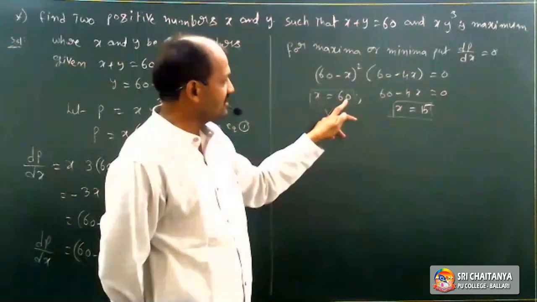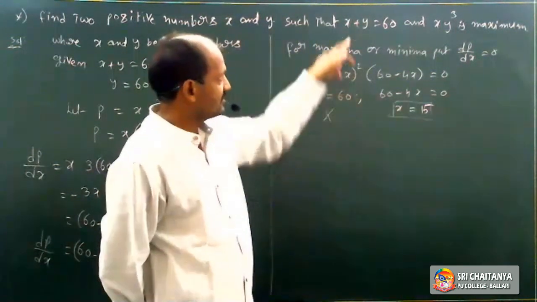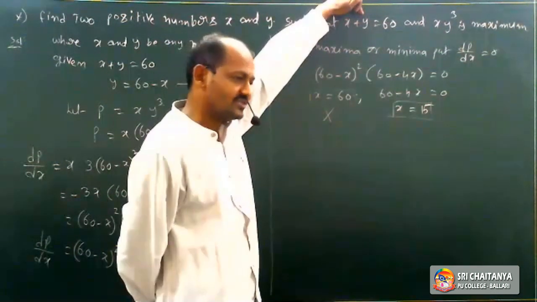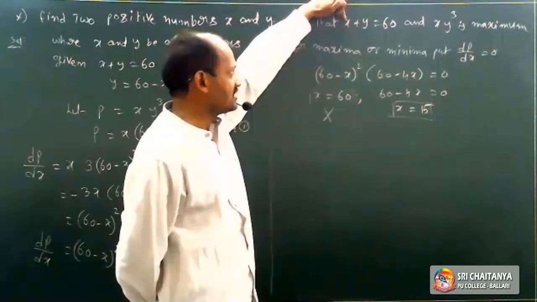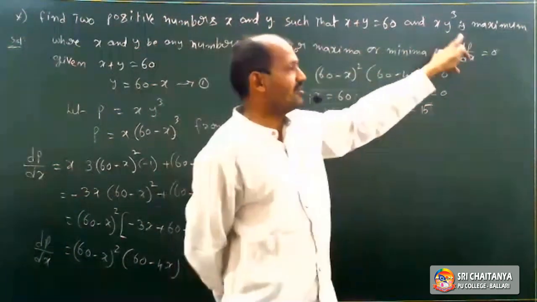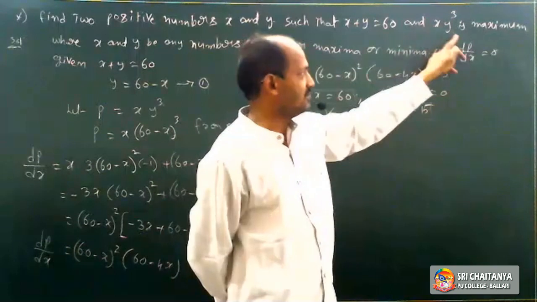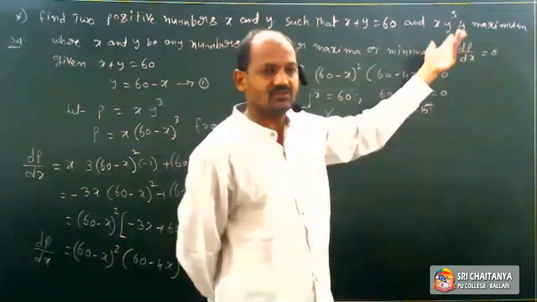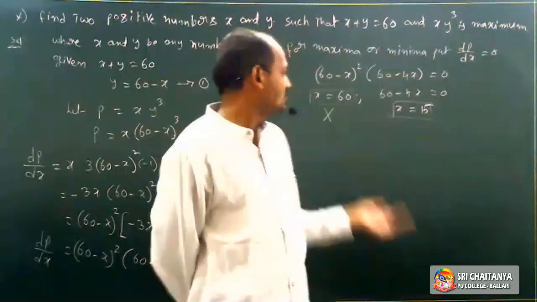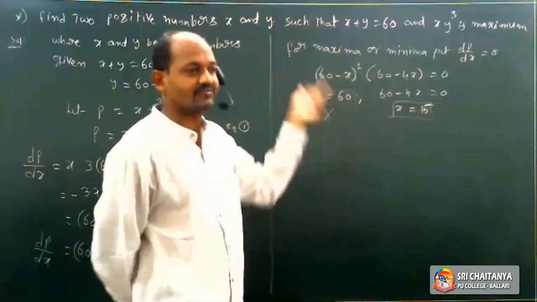In case x equal to 60, consider x value 60. What about the y value? It is 0. If x equal to 60, y becomes 0. But it's a product. X is 60, y value is 0. 60 into 0 is 0. 0 is a minimum, it is not a maximum. So 60 does not exist for this.